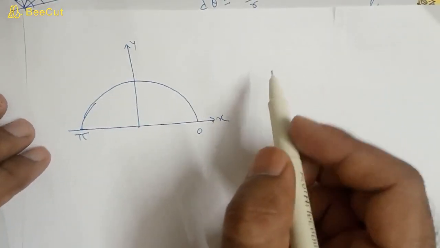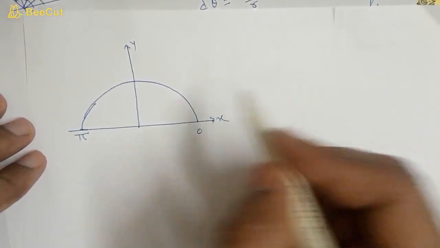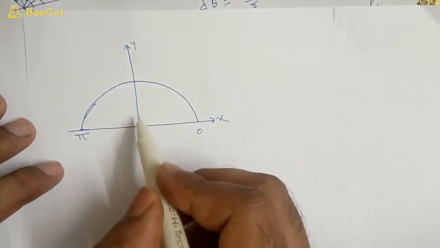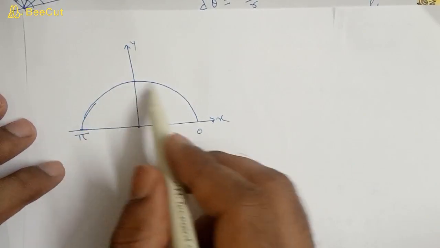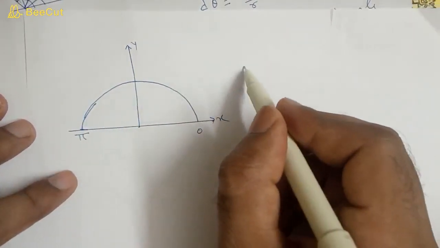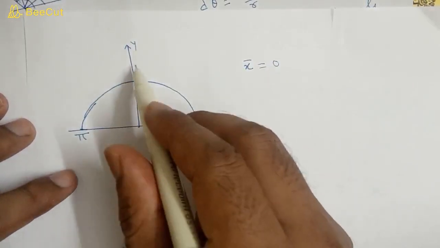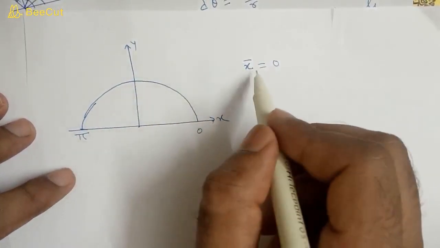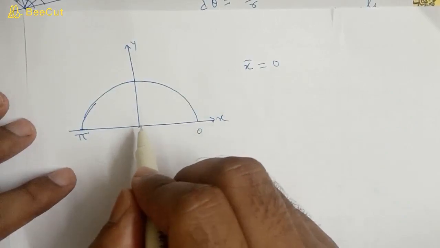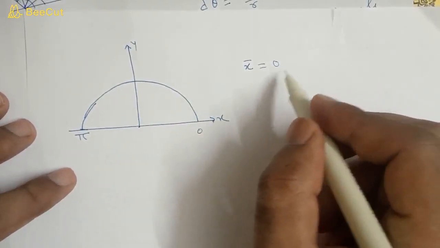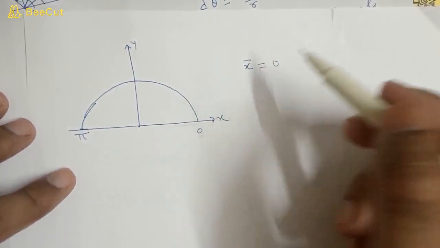Now using the same technique we will try to find the centroid of this semicircular area. So in this case we can see that this figure is symmetrical about the y-axis, so its centroid x bar will be 0, because if any area is symmetrical about the y-axis then the x coordinate of its centroid will be 0, and if it is symmetrical about the x-axis then the y coordinate of its centroid will be 0. So in this case x bar will be 0.